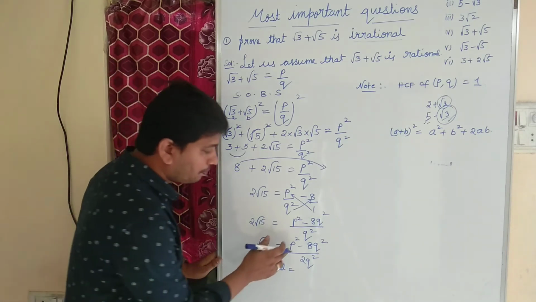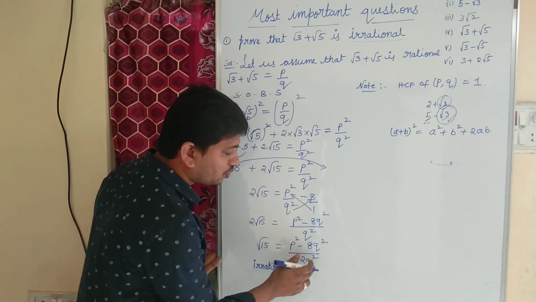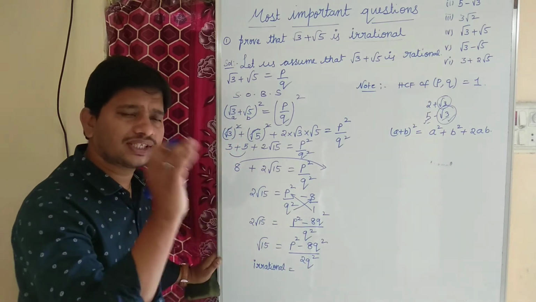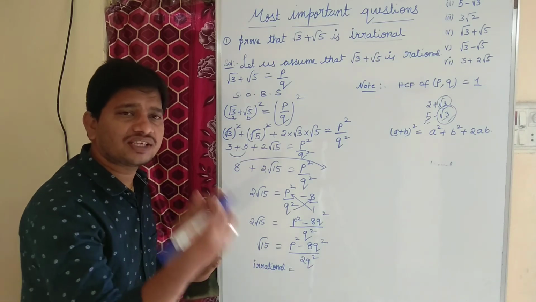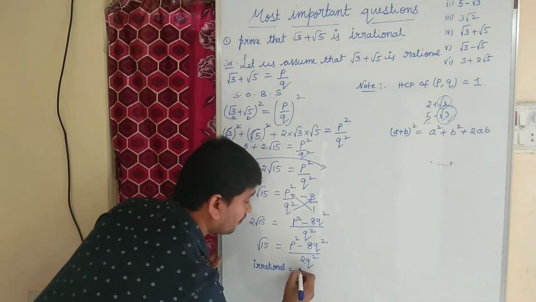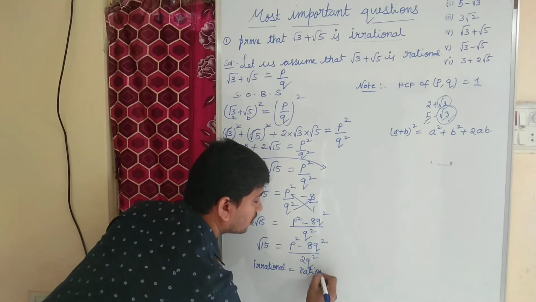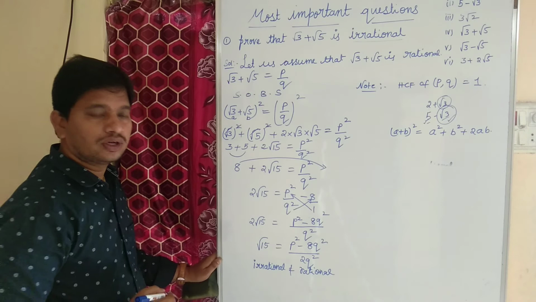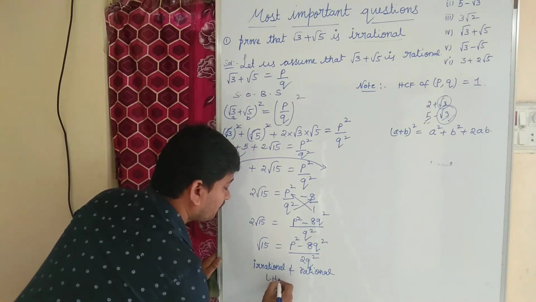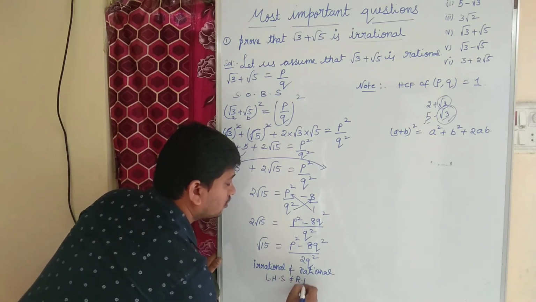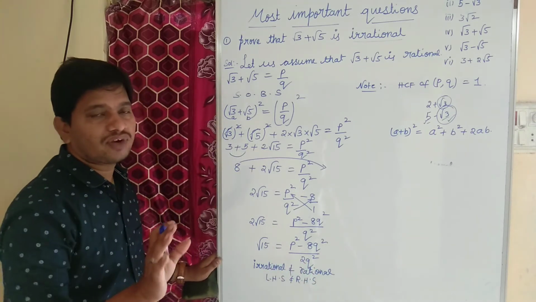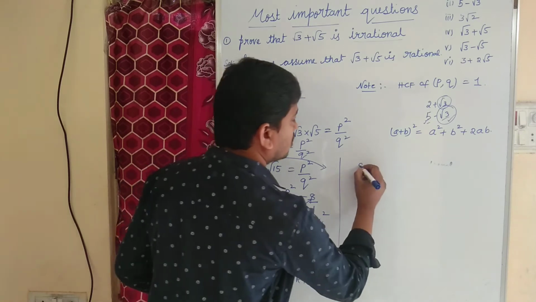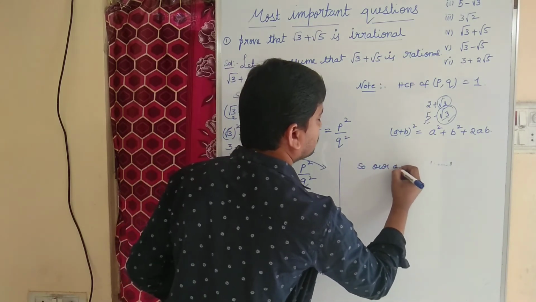What about (p square minus 8q square) by 2q square, which is a rational? If p by q is a rational, then (p square minus 8q square) by 2q square is also rational only. Is irrational equal to rational? No, which is not possible. I mean LHS is not equal to RHS. Left hand side is not equal to right hand side. So what to do? So our assumption is wrong.